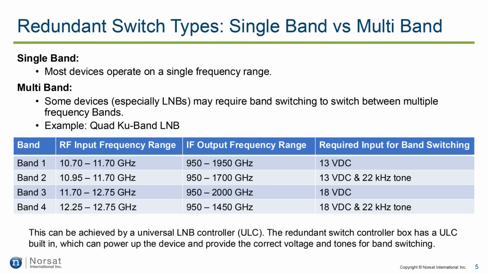Let's explore the concepts of single-band and multi-band operation in redundant switch systems. First, we have single-band operation. Most devices operate on a single frequency range. Typically, the bandwidth is no larger than 2 GHz. A larger bandwidth can negatively affect parameters such as gain flatness, noise figure, and linearity. While single band simplifies the design and operation, it limits flexibility when a larger frequency range is required for various applications. To cover a larger bandwidth, we have multi-band operation.